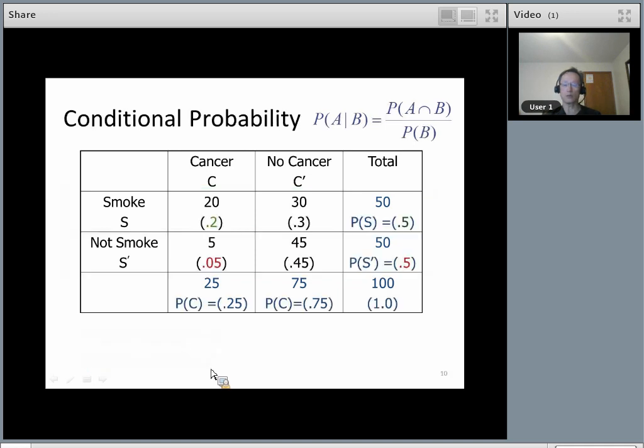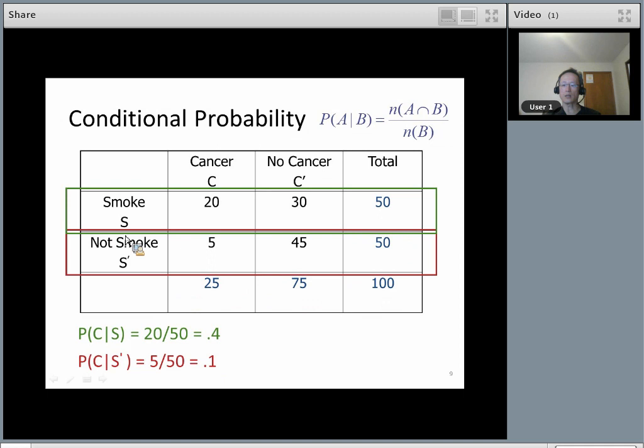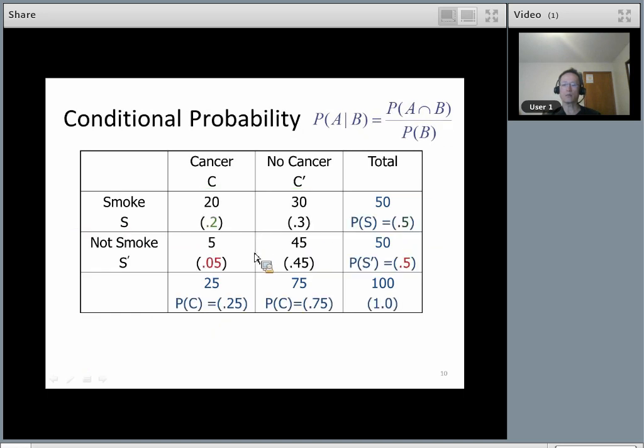So the ratio of these two is the relative risk. This is using the frequency information. Oftentimes people report the relative frequency information as percentages. So out of all, we have 20% cancer and smoke, 30% smoking and no cancer, 5% non-smoking and cancer, and 45% non-smoking and no cancer.